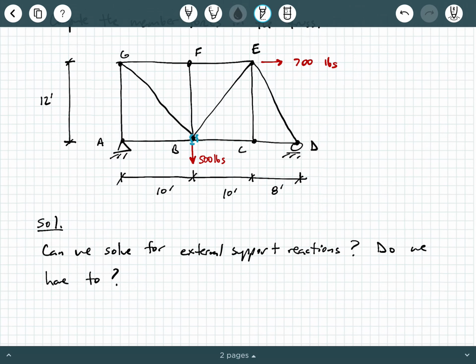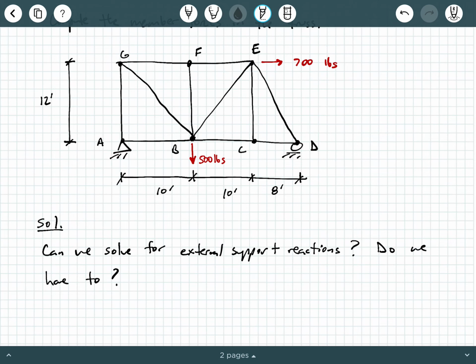So if you look at our problem here, we have two joints where we have something we know. We have joint B with 500 pounds. We have joint E with 700 pounds. But if you look at both of these joints, how many unknowns do we have? Well, we have way too many unknowns, right? We have 1, 2, 3, 4, 5 unknowns at joint B right now, and 4 unknowns at joint E right now. So you can't start there. You have to start at a joint where you at most have 2 unknowns.